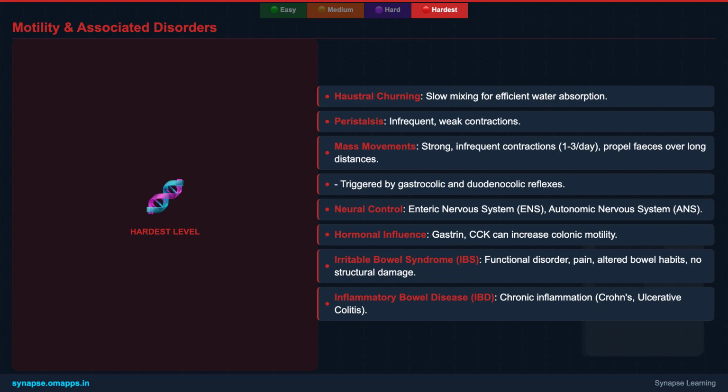These are often triggered by reflexes like the gastrocolic reflex, initiated by food entering the stomach. This entire process is finely tuned by the enteric nervous system, the gut's brain, and influenced by the autonomic nervous system and hormones like gastrin. Disruptions in this complex control can lead to common disorders such as irritable bowel syndrome, a functional disorder, or more severe inflammatory conditions like Crohn's disease and ulcerative colitis, highlighting the organ's intricate and vital role in overall health.